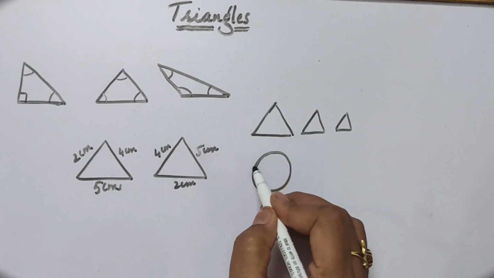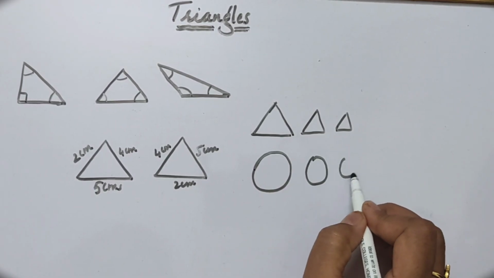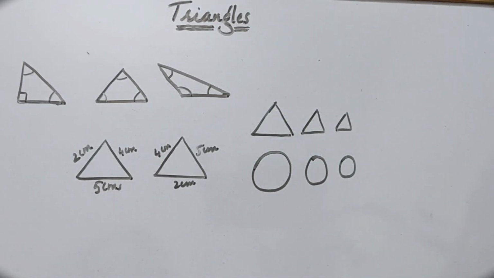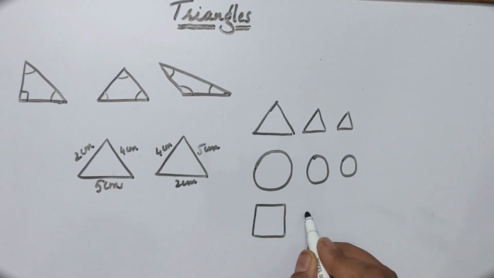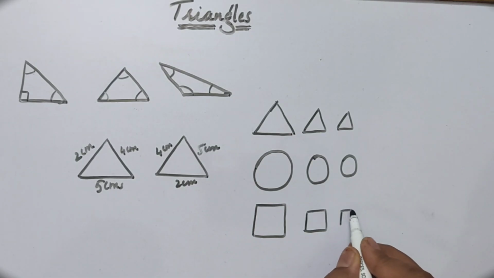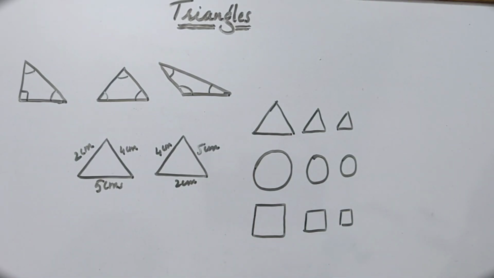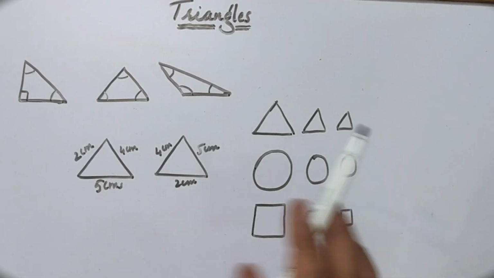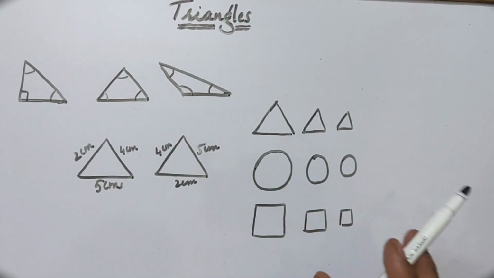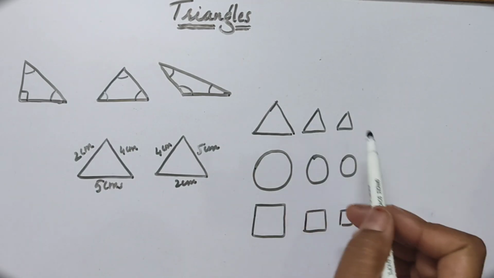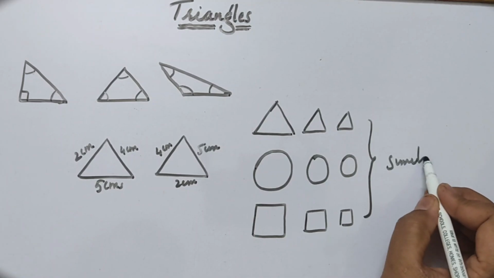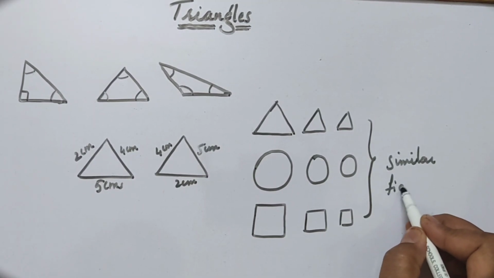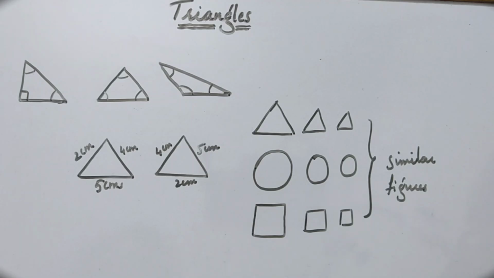Similarly, we have got circles of different radii, okay, with different radii, students. And we have got squares, okay, squares of different measurements. All these are called similar figures, okay, similar figures. We have the same shape but not the same size, we can say, and we call these figures similar figures. I hope this is clear to you all.